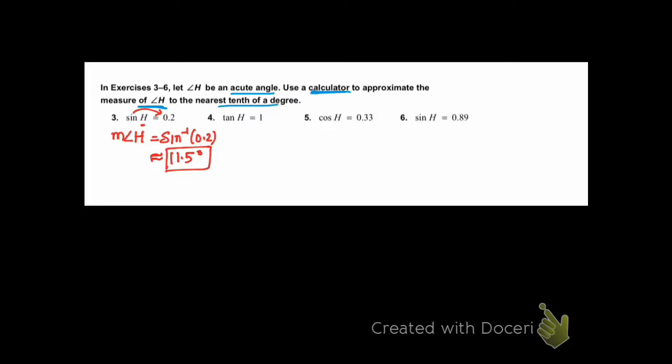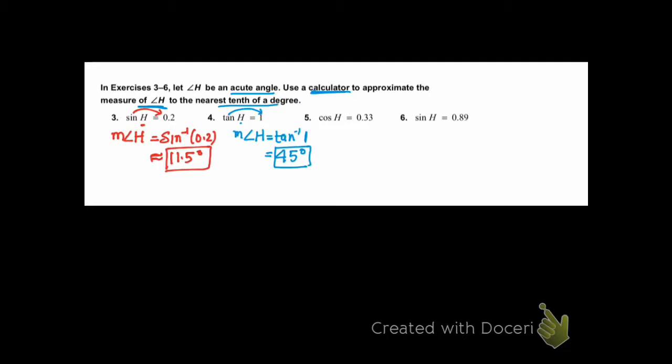So if I have to do the next question, number 4, the same thing. If I need to find how much H is, I would say the measure of angle H is the inverse tangent of 1. You just plug that in your calculator and you get the exact value, that's 45 degrees.